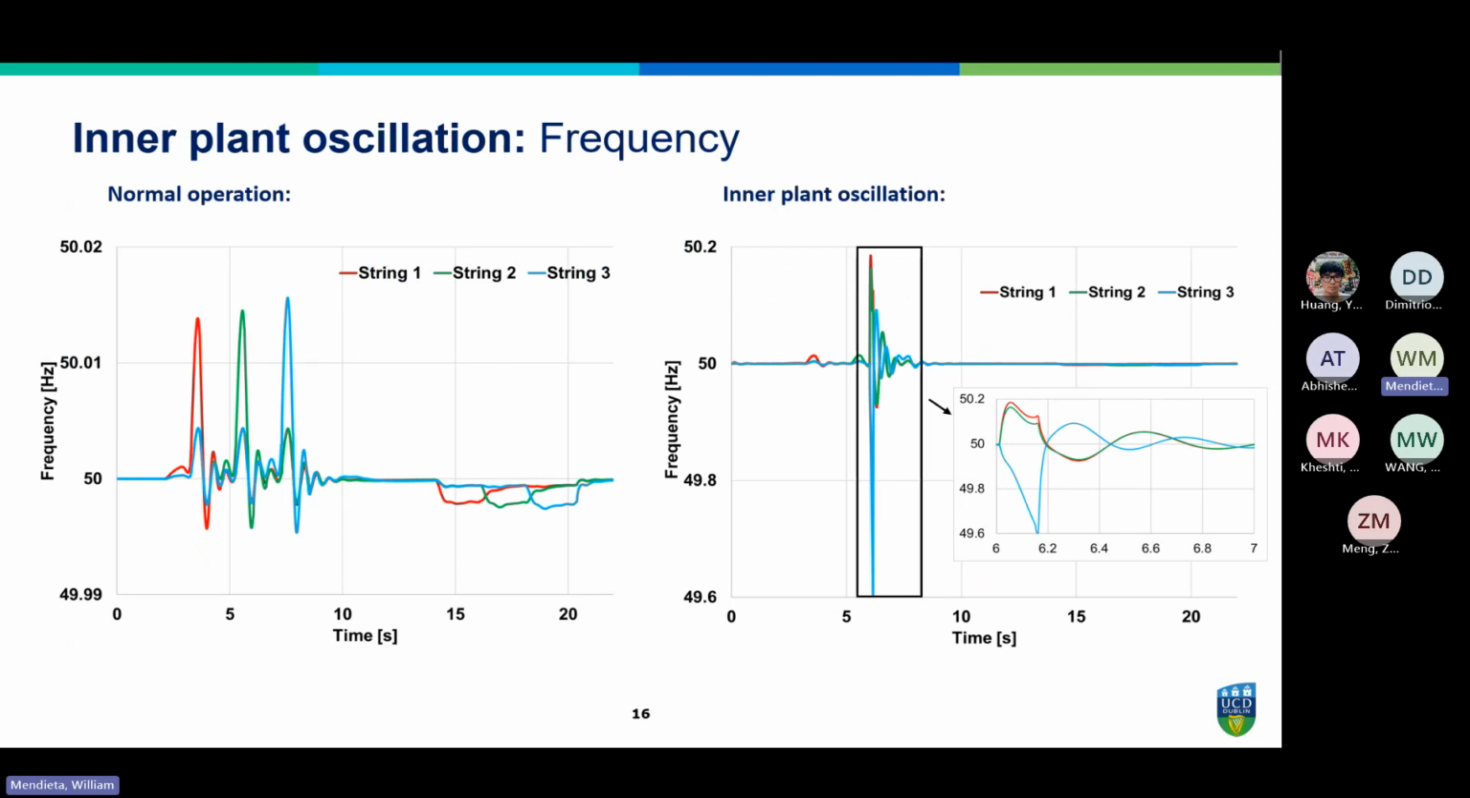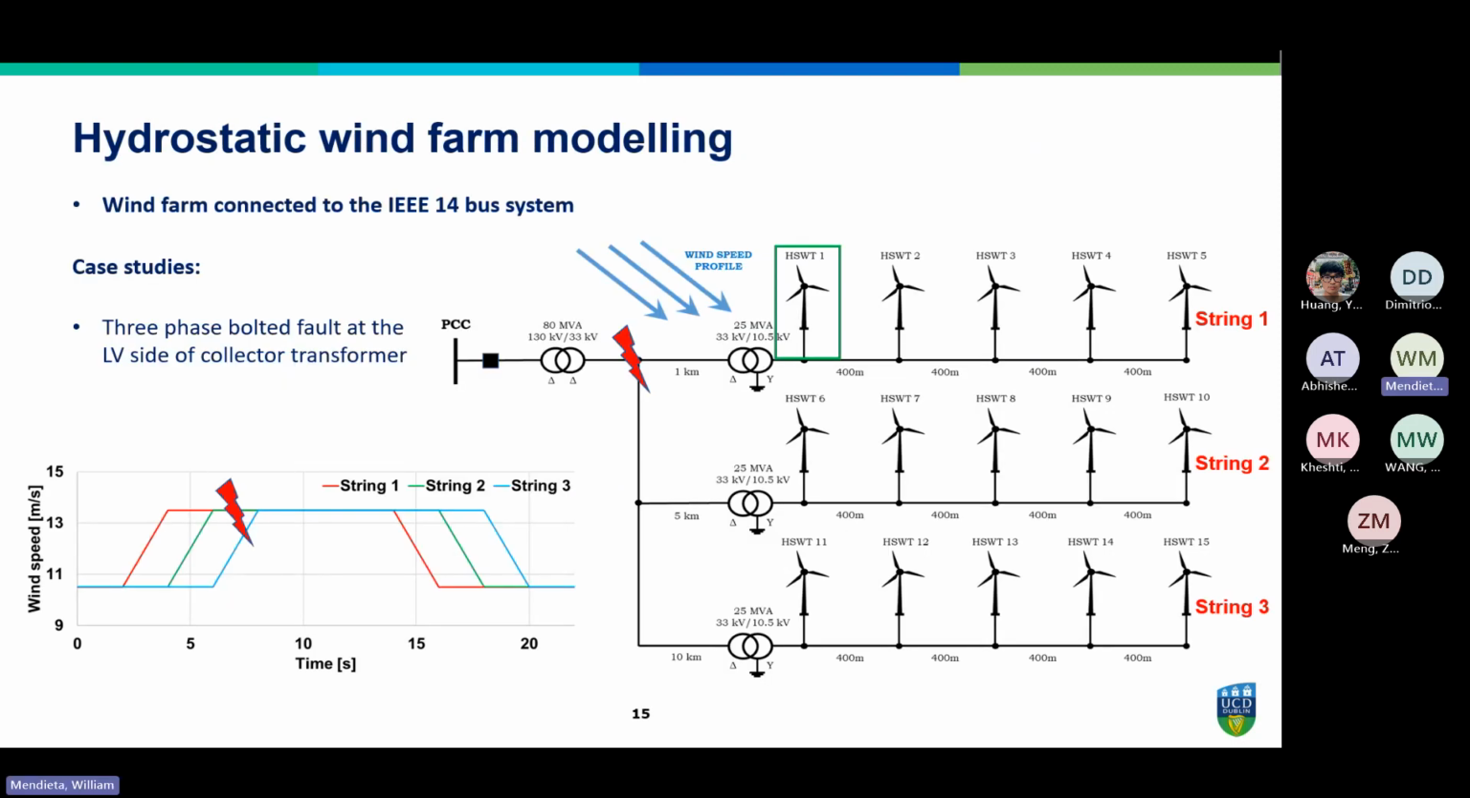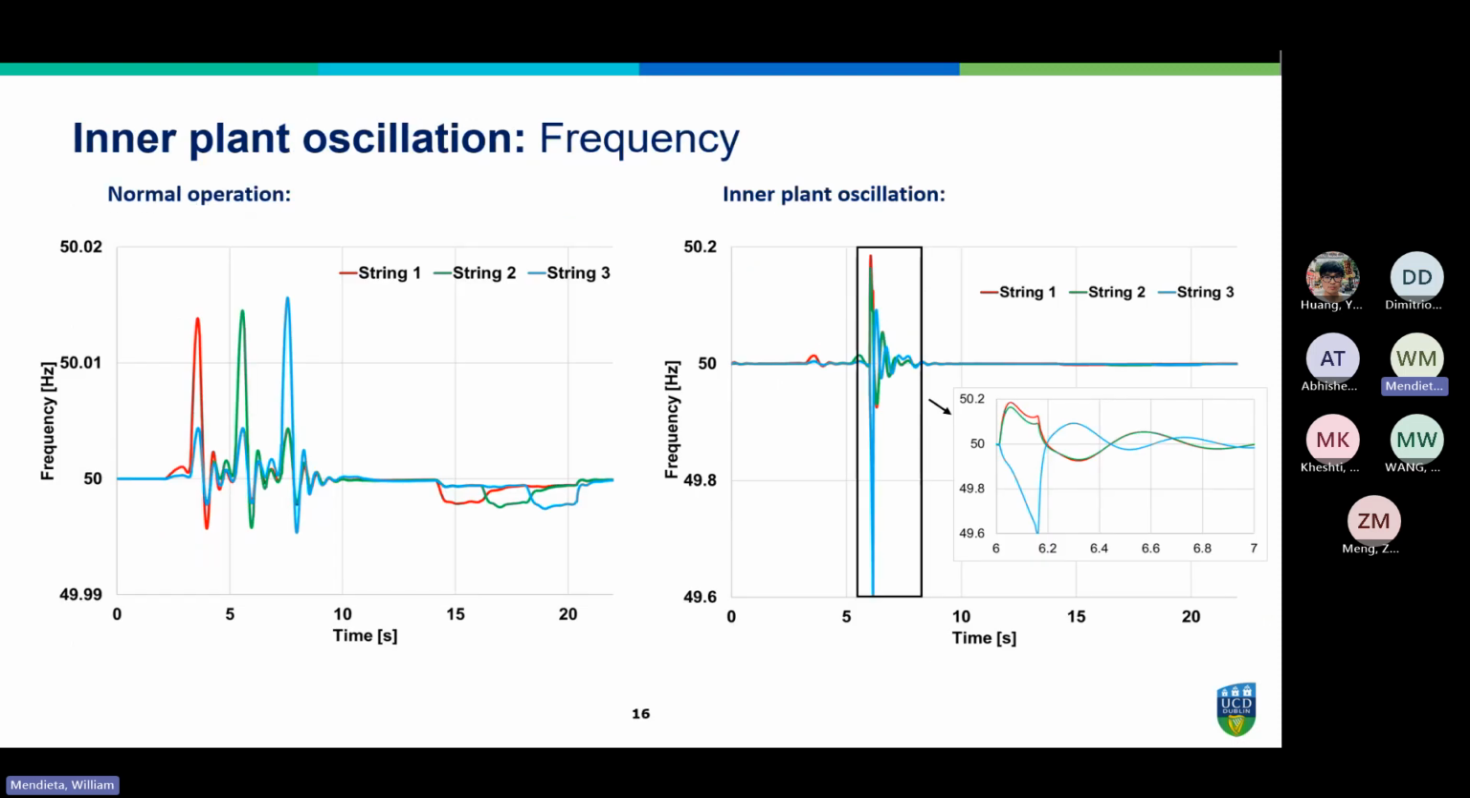So these figures compare the operation of the Type 5 wind turbine power plants exposed to wind speed ramps and during a fault event that occurs at 6 seconds. Frequency and power measurements are taken at the delta site of the corresponding transformers for each string. The figure on the left shows that during the wind speed ramp, the system frequency remains close to nominal value with minor fluctuations primarily governed by the larger power system.